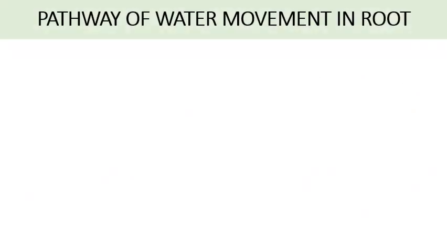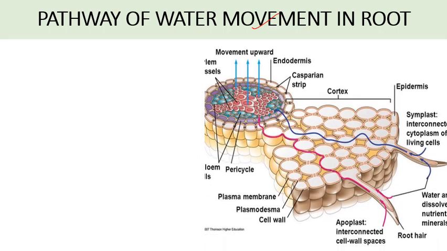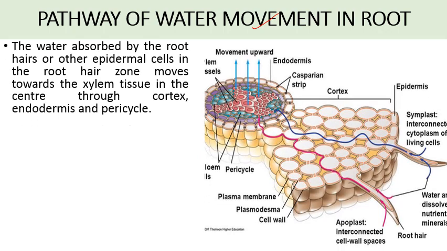Next is pathway of water movement in roots. So water is absorbed by roots, and the zone from where water absorption occurs is the root hair zone. And this water moves towards the xylem tissue in the center through cortex, then endodermis and pericycle. So the path of water is from epidermal hairs, root hairs to cortex, and cortex to endodermis, then to pericycle, and finally to the xylem channels.